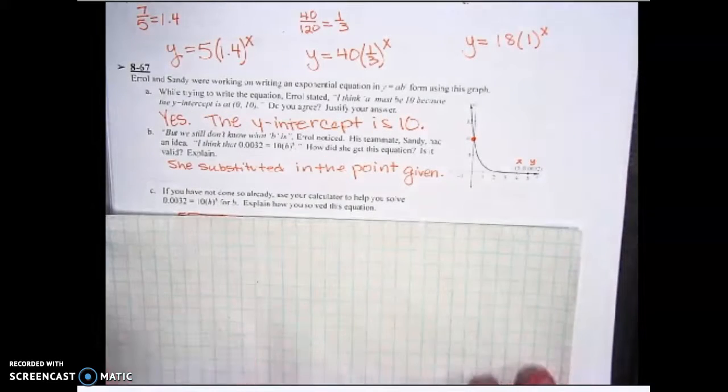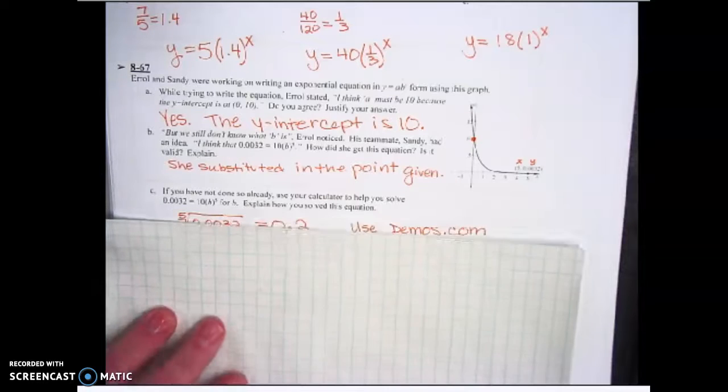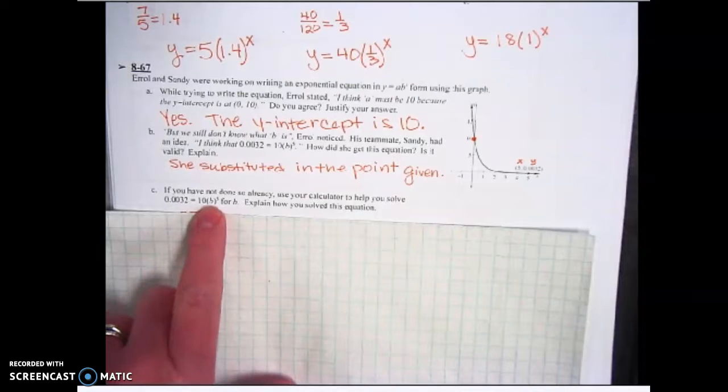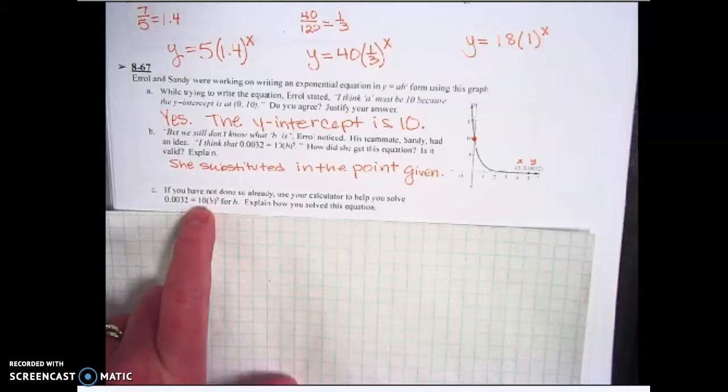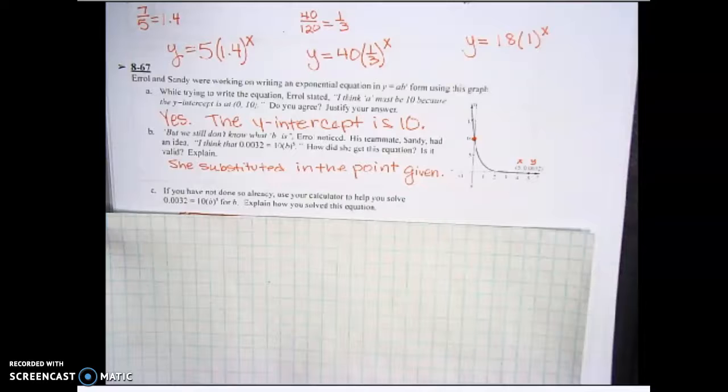All right. Part C says, if you have not done so already, use your calculator to help you solve the equation 0.0032 equals 10 b to the 5th for b. Explain how you solve this equation. Okay, so here's your b. Two operations are happening to that b. B is being taken to the 5th power, and b is being multiplied by 10. So we're going to do the inverse operations. What's the inverse operation of multiplying by 10? Dividing. So you're going to divide both sides by 10.